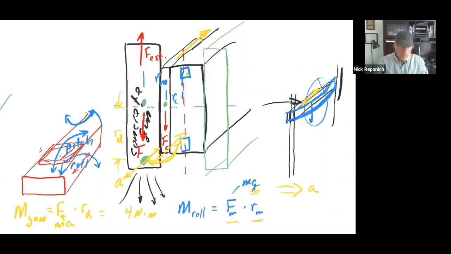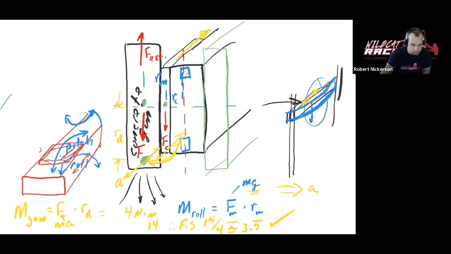So we go look up how much, we know that it's going to be 4 Newton meters, and then you look up and say, oh, this one can handle 14, so therefore your factor of safety is 14 over 4, which is about 3.5. And so check. This is the kind of calculation you need to do.